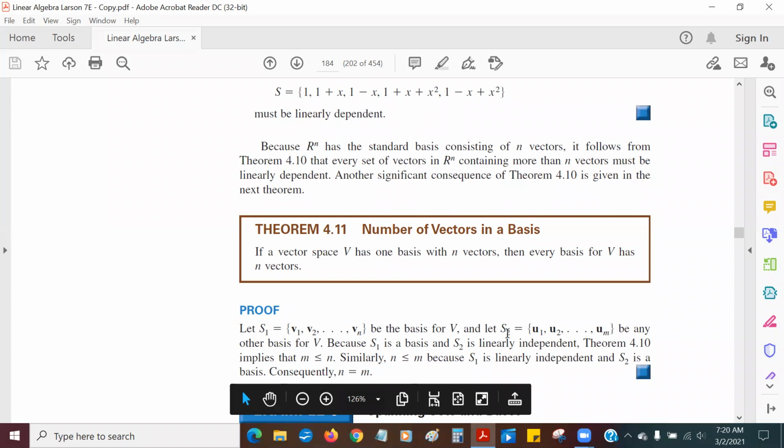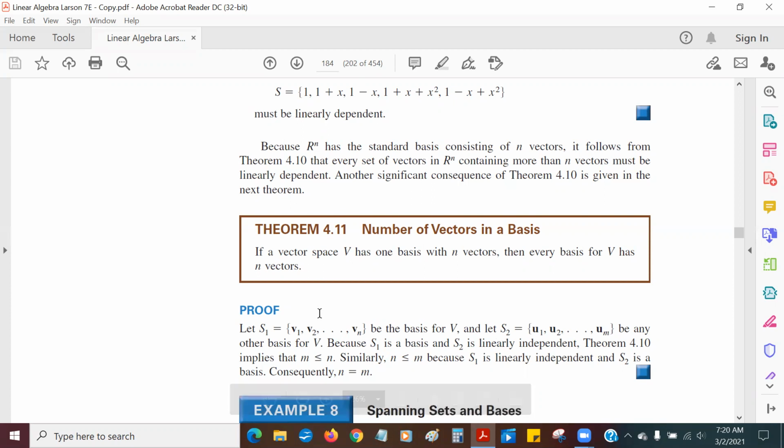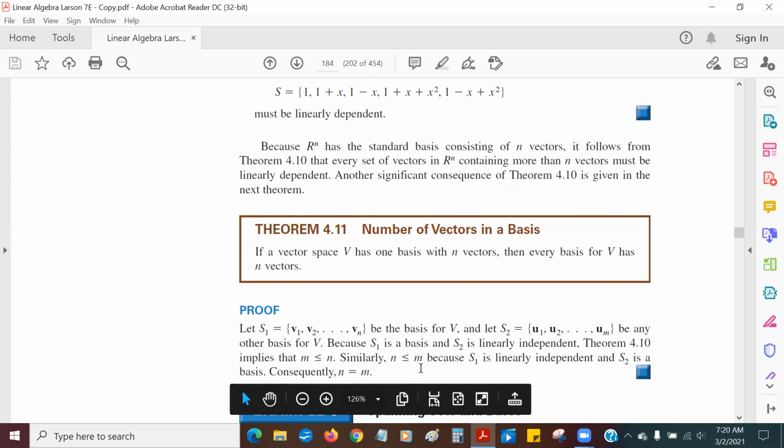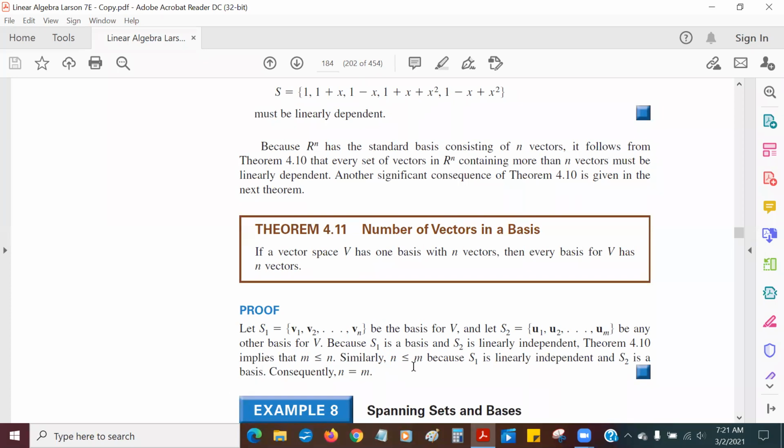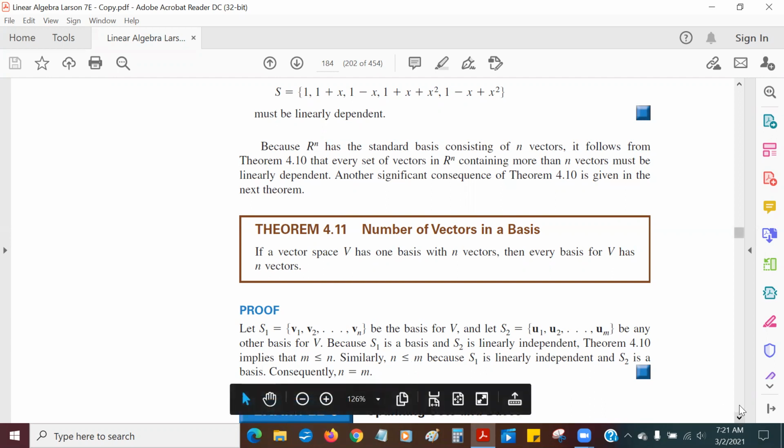Well, you could do the same argument on the flip side, because S2 is a basis and S1 is a linearly independent set. Doing the argument in the reverse direction, you get that n has to be less than or equal to m. Well, if Mike is less than or equal to November and November is less than or equal to Mike, the only way that's possible is if they're both equal to each other. So look how short that proof was. But it's going to help us define this idea of dimension.